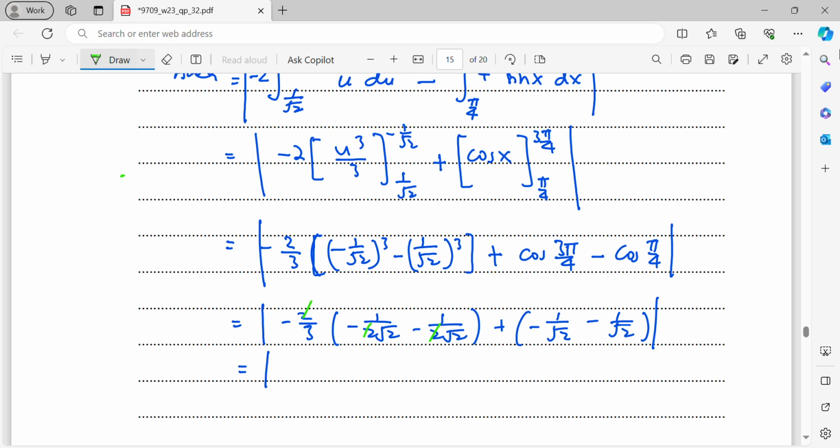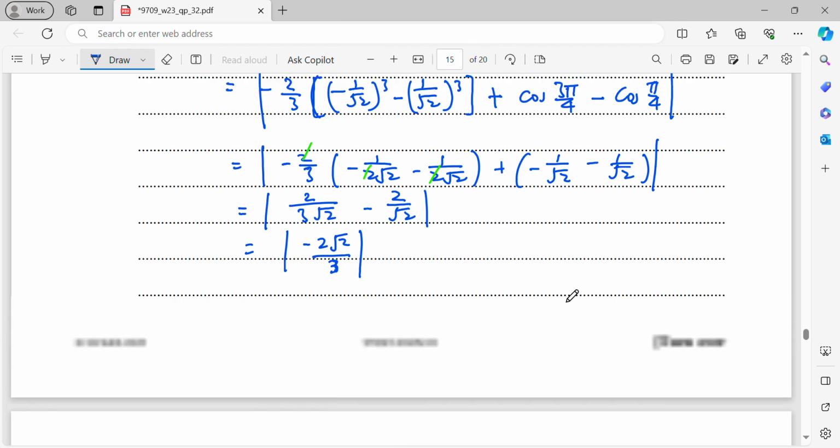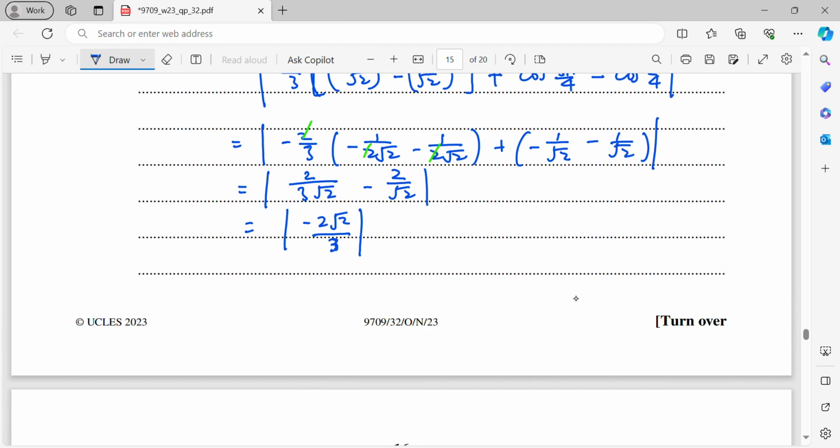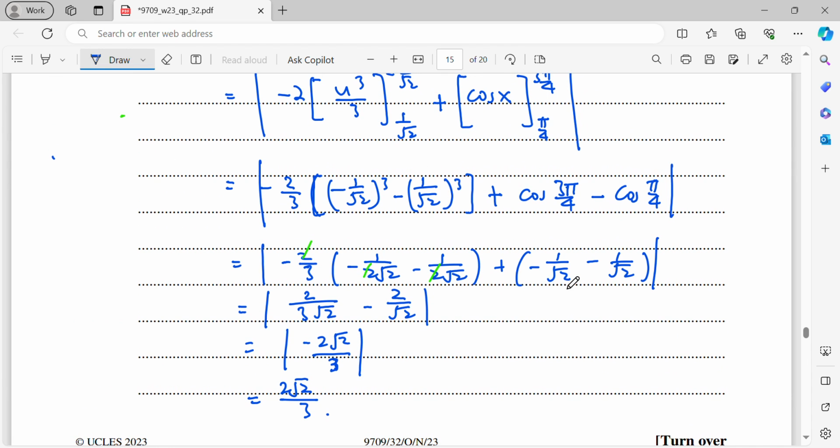Okay, then at last you will be getting 2 over 3 root 2 minus 2 over root 2. So then it will be negative 2 root 2 over 3. Then at last, you will be getting 2 root 2 over 3. So this is the exact area.